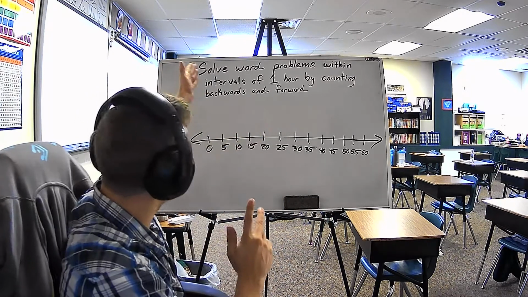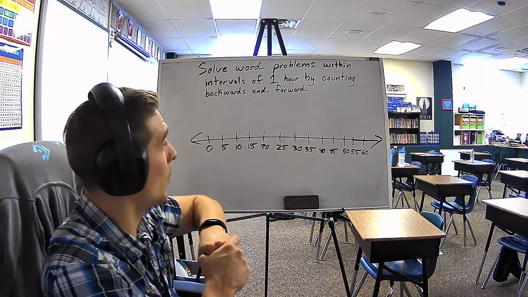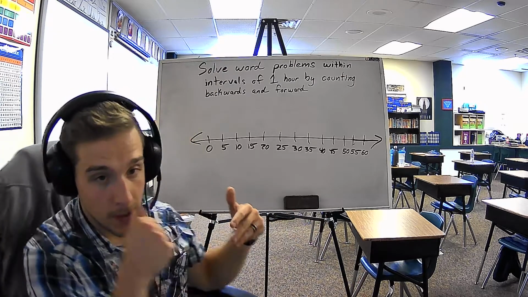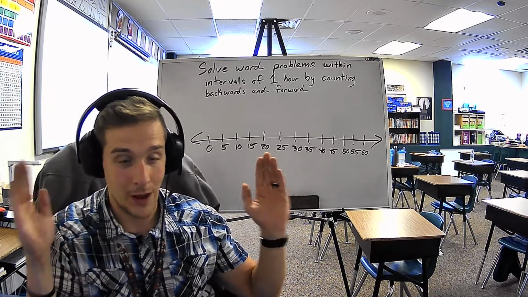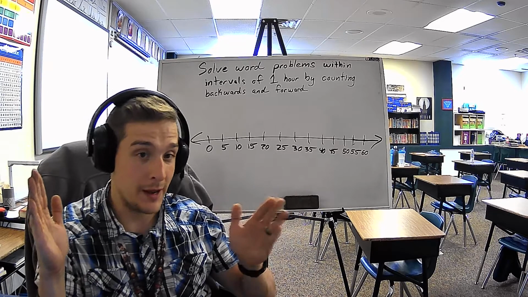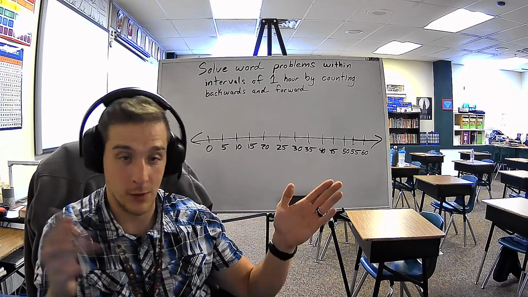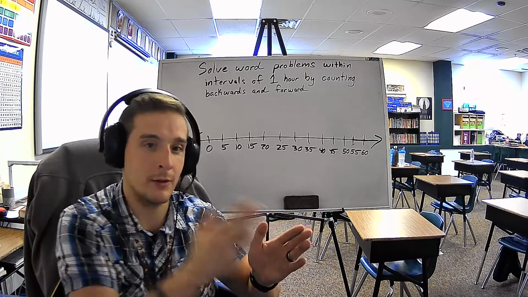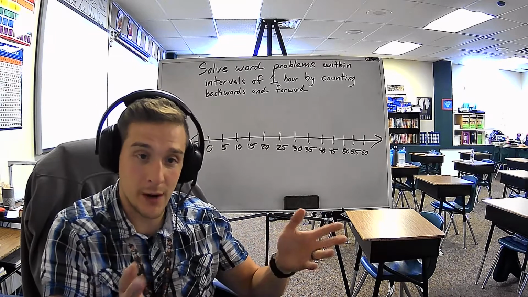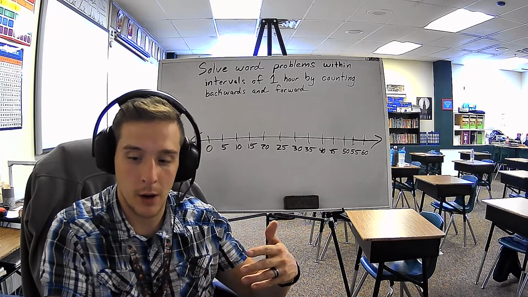So we need to solve word problems within intervals of 1 hour by counting backwards and forwards. So basically it's saying we have an hour span. Something began, something ended. What's the difference? And we can count up to that point, or we can count down to it. So the best way of doing this is just doing a word problem itself.